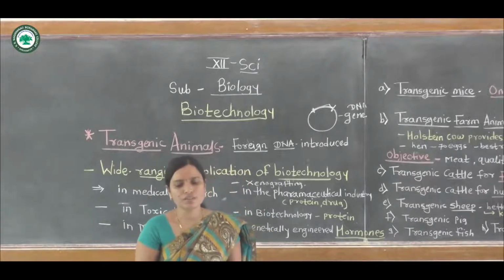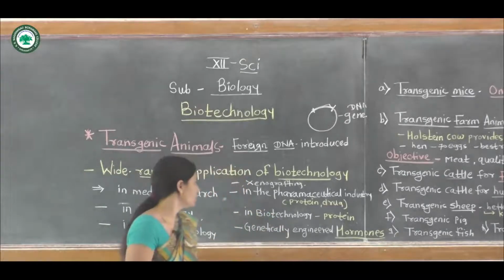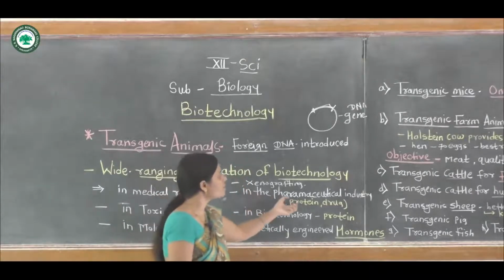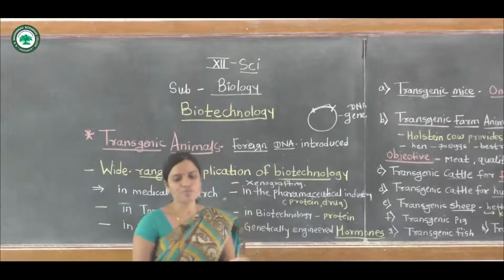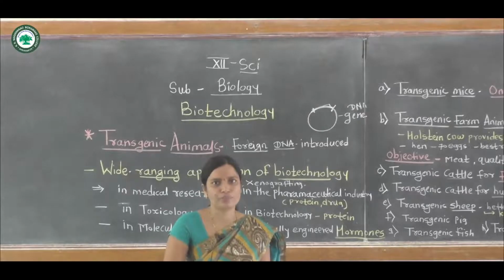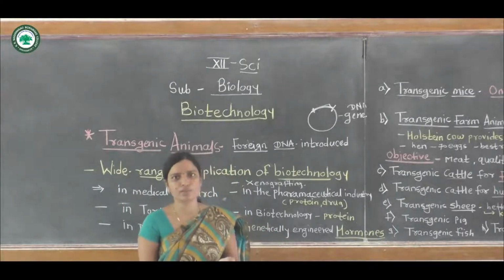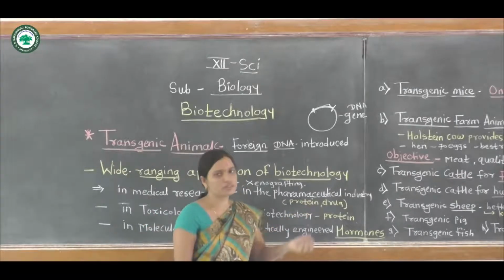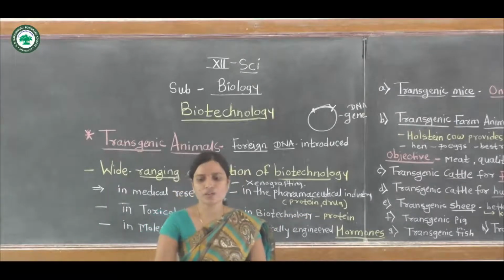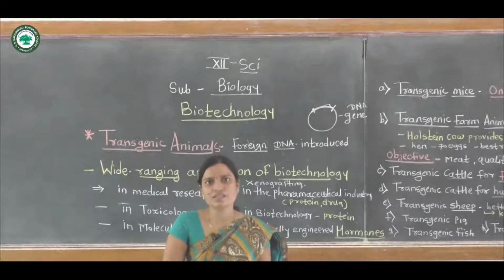The next important use is in the pharmaceutical industries. In the pharmaceutical industries, the most important purpose is targeted production: transgenic animals are used for targeted production of proteins or drugs, which they obtain and can produce for testing. This is the most important application in pharmaceutical industries.